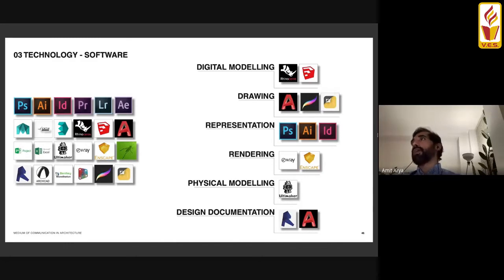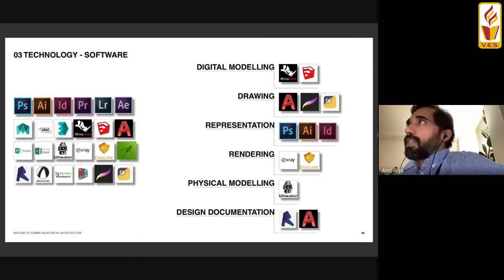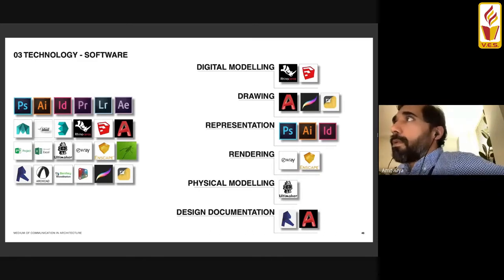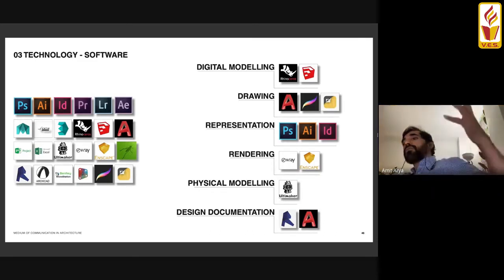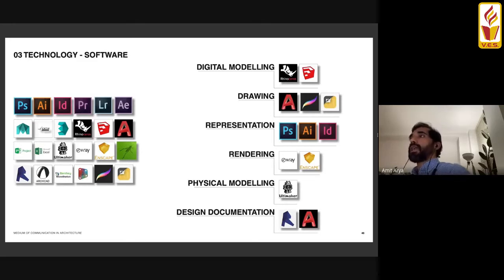So for example, on the right is a sort of mind map of what I use at various stages of a project for myself. For digital modeling, I use Rhino, Strata, and SketchUp. For drawing, it's mostly on AutoCAD and digital sketching in terms of Morpholio or Procreate. Representation is usually, of course, Photoshop and diagrams on Adobe Illustrator. And the reports and everything and the synthesis of the panels happens in InDesign. Rendering is V-Ray and Enscape. Physical modeling goes via the 3D printer now with the Ultimaker. And design documentation is primarily Revit, supported by AutoCAD from time to time.